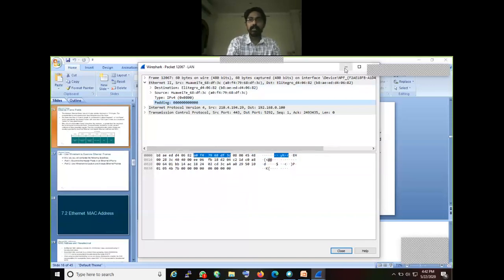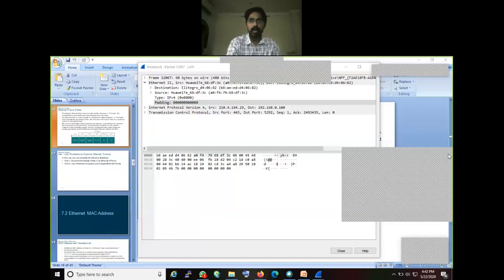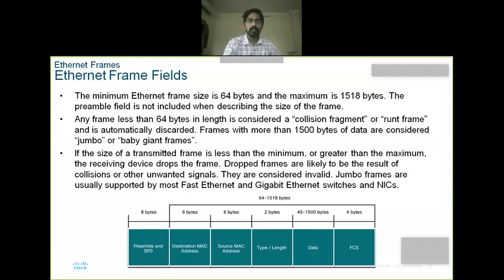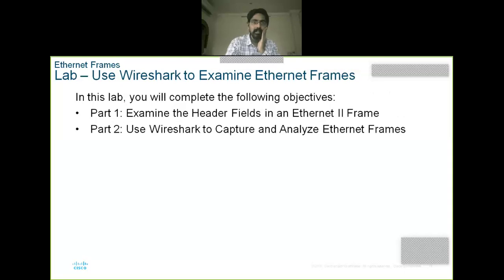This is the way you have to observe or analyze the data using a tool called Wireshark. Got my point? So in the Wireshark also, all these fields were covered: destination MAC, source MAC, type, data, FCS. Right? Next, we examined all these frames, captured and analyzed them.